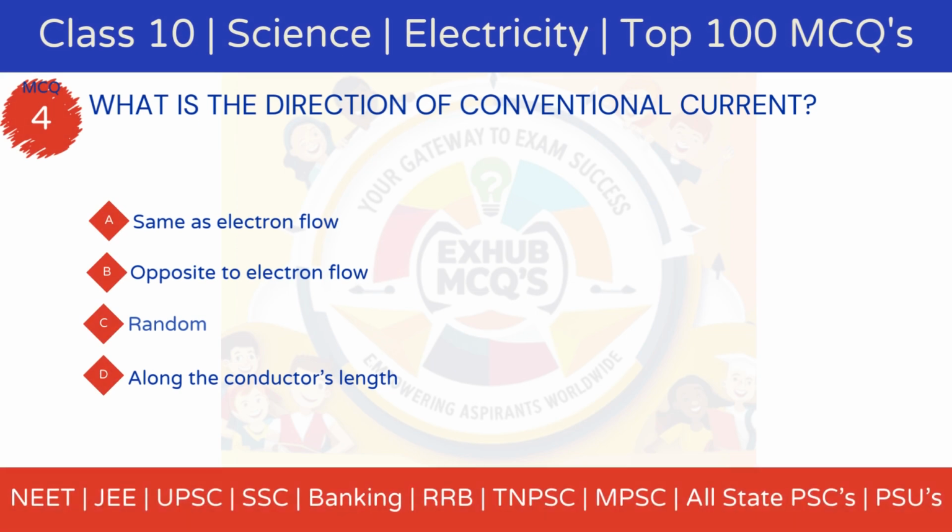MCQ 4. What is the direction of conventional current? Option A, same as electron flow. Option B, opposite to electron flow. Option C, random. Option D, along the conductor's length.